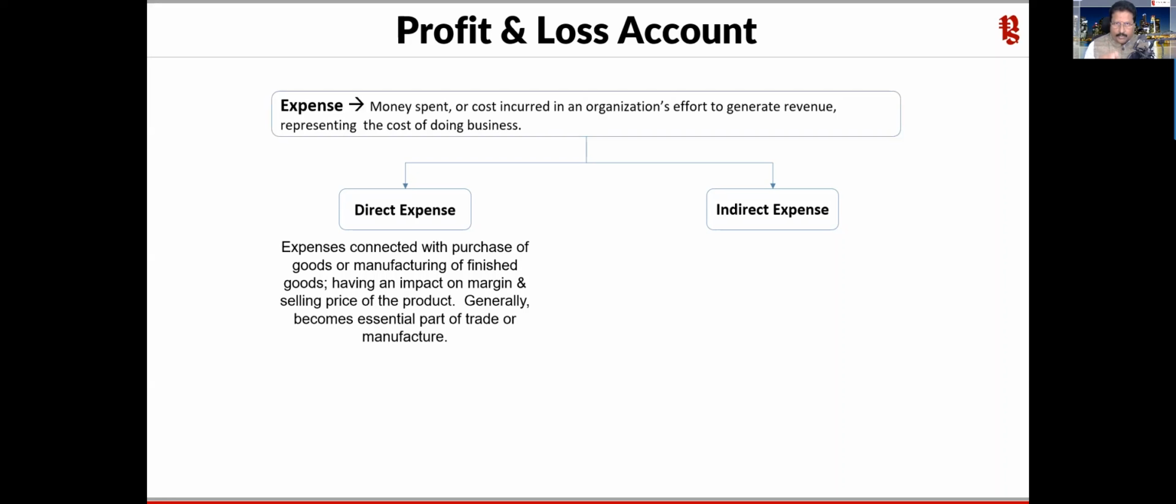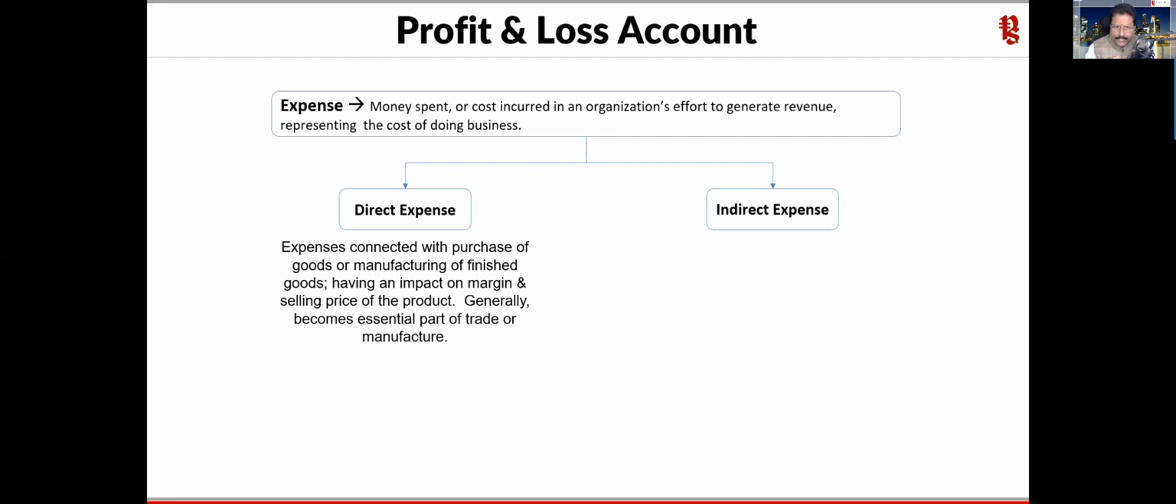So in case of a trader, you are buying goods for trading purposes. In case of a manufacturer, you are buying raw material to convert into finished goods. Okay, and those costs or expenses apart from your purchase cost have an impact on margin or selling price of the product. So these expenses, apart from the cost of the primary goods that you are purchasing, are associated costs involved with your purchase activity or manufacturing activity, which need to be considered as part of your costing. So that is what it says. These are the expenses which have an impact on margin and selling price of the product.